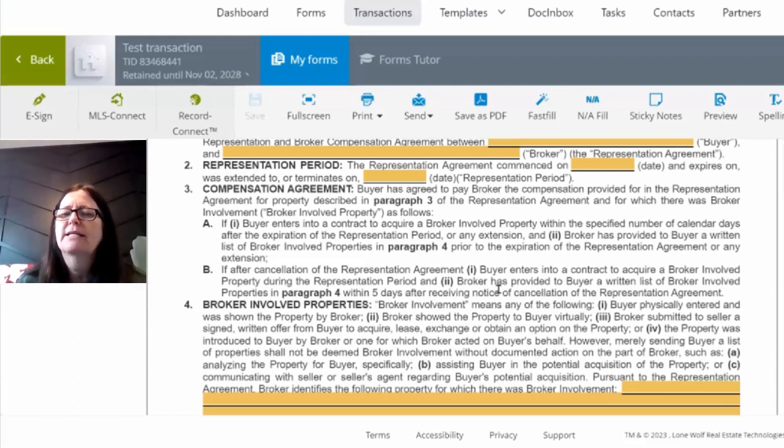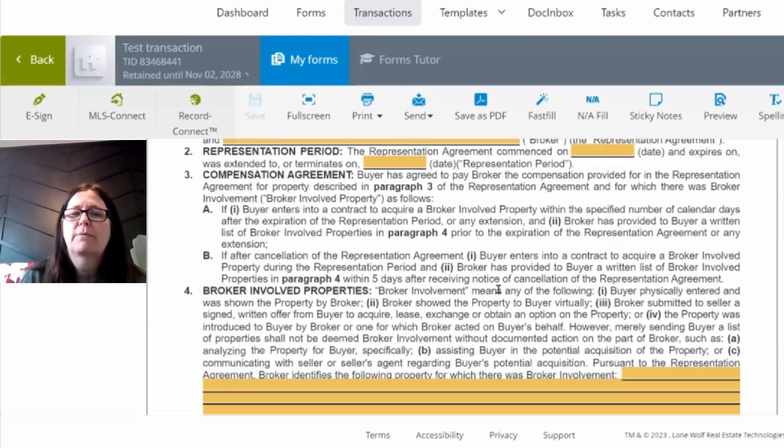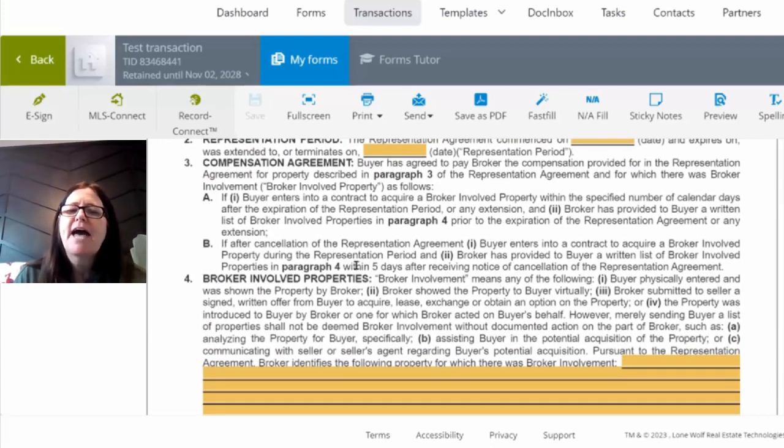And the broker has provided to the buyer a written list, which is what we're going to have right here on number 4. It says, if after cancellation of the BRBC, the buyer enters into a contract to acquire a property that had broker involvement, and the broker provided the written list within 5 days after receiving the notice of cancellation. Okay, so this is what it's saying. I kind of screwed that up.